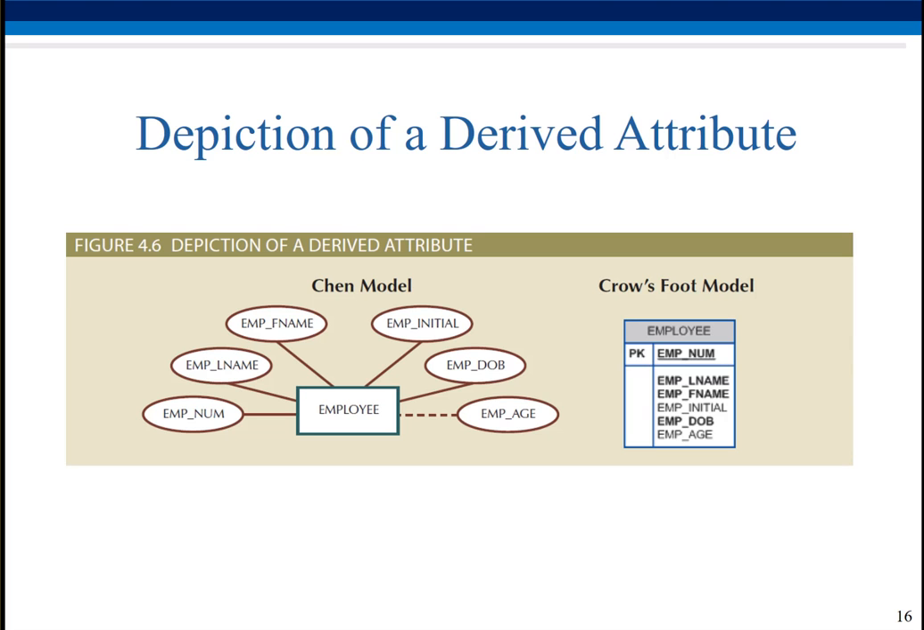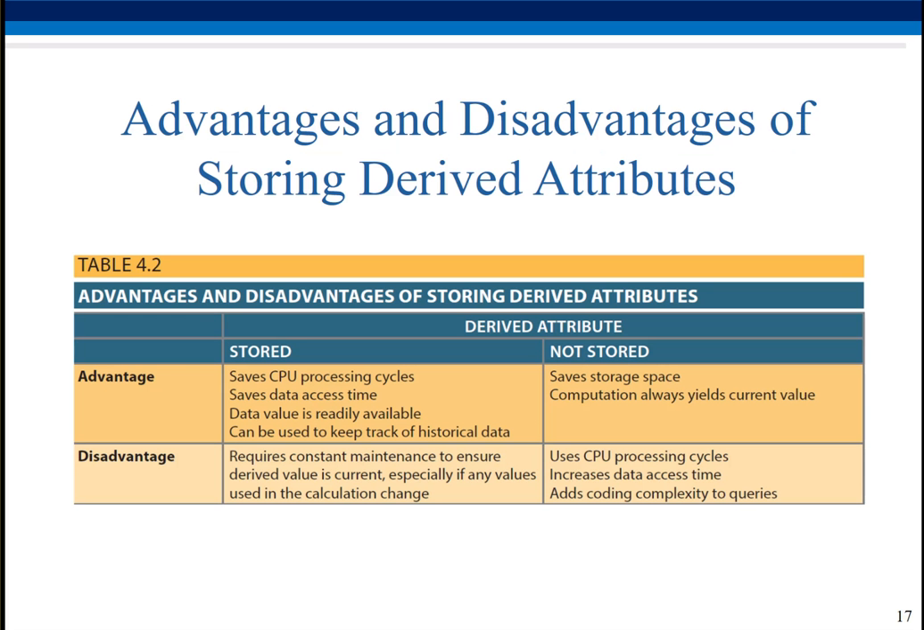So in this particular case, the age is physically stored. Often in reports, it's calculated. Here are your advantages and disadvantages. Obviously, if it's stored, you don't have to calculate it. So it's going to save your CPU, save access time. But in reality, how long does it take to calculate somebody's age? However, if you're doing this for millions of records, it can be a little bit time consuming.